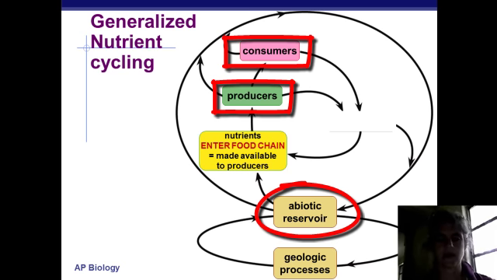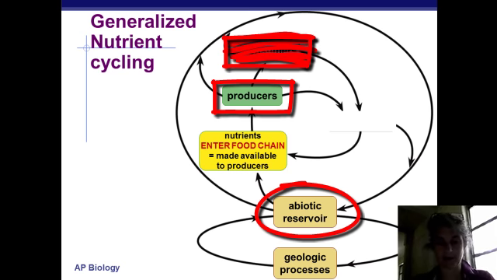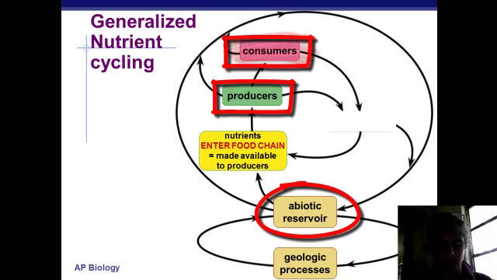Okay? So, now, we don't just end there. If we did, all the nutrients would eventually get locked up in all of the consumers, and that would be the end. We've got to have some way to return these nutrients. We've got to put these Legos back in the box so we can spill them out again and make new things and keep the cycle going.